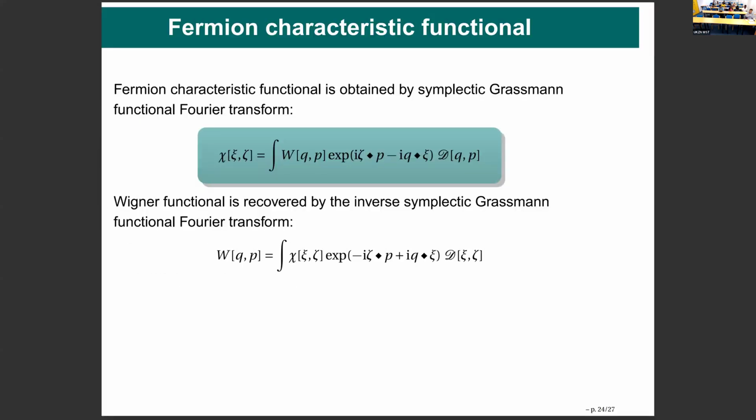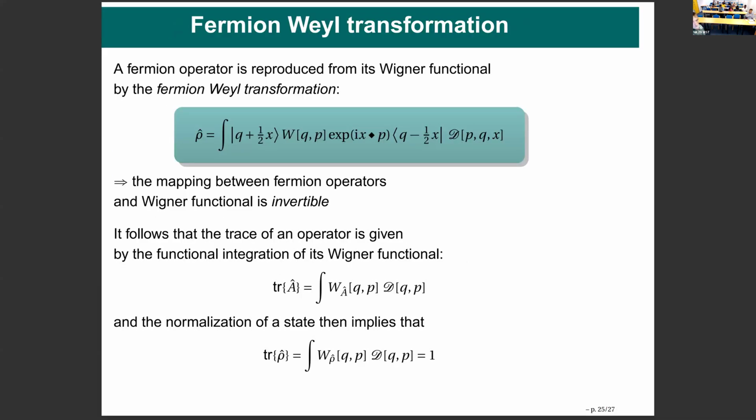The only thing that I'm going to briefly show you is the characteristic function. Again, symplectic Fourier transform, but you have the requirements for that. You can do the inverse thing to go back. You can have the Weyl transform, so I can map the Wigner functional back to the operator, which means my mapping between phase space and Hilbert space is invertible.